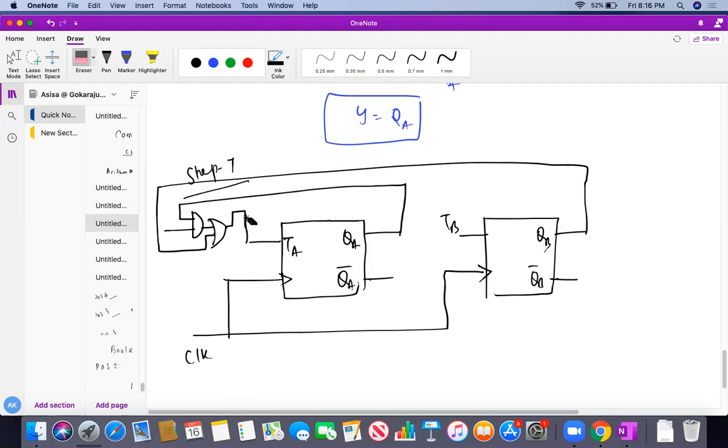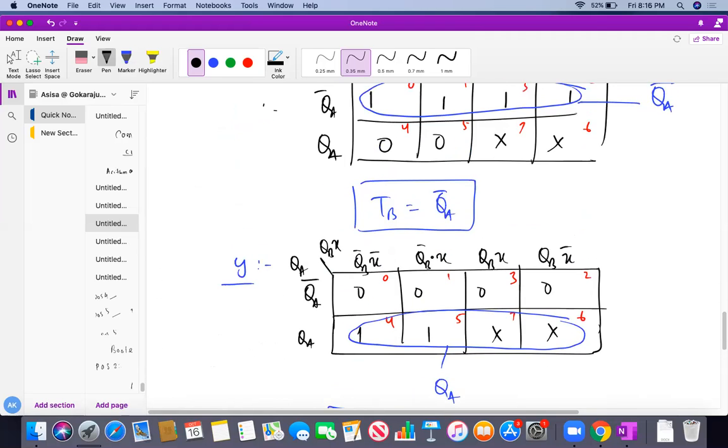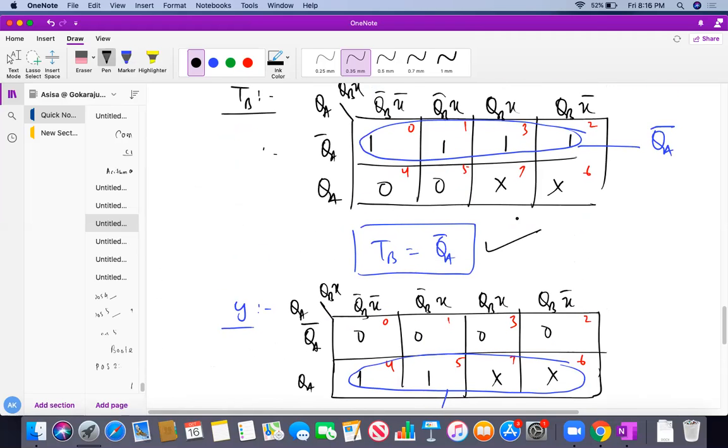Very simple. So this is my OR gate, and finally my design will be like this for TA. And this is my input X. And what is my TB? My TB is QA bar. QA bar means I can simply put a NOT gate here and connect over here, which will become TB. You can see QA bar, so I can do it like this.